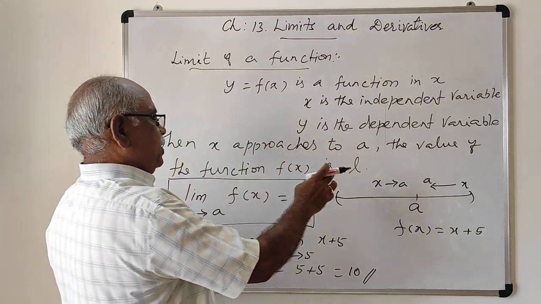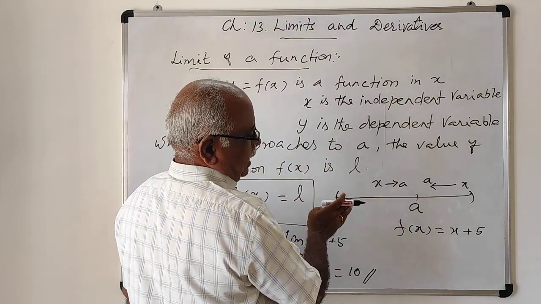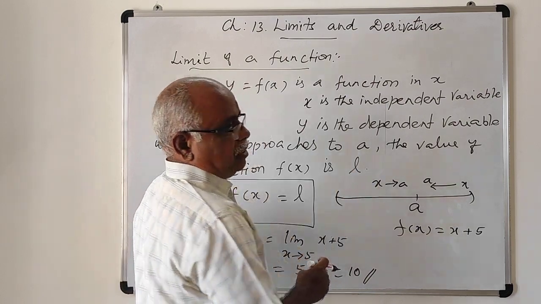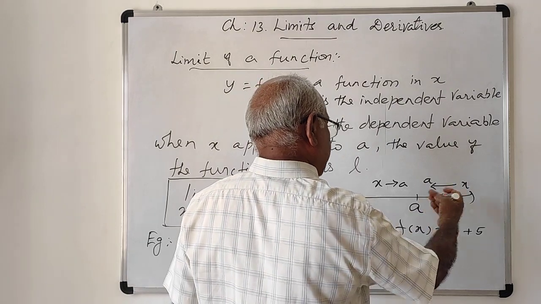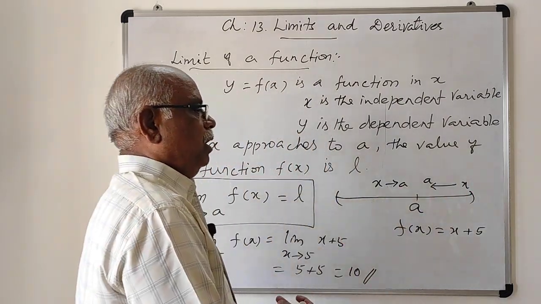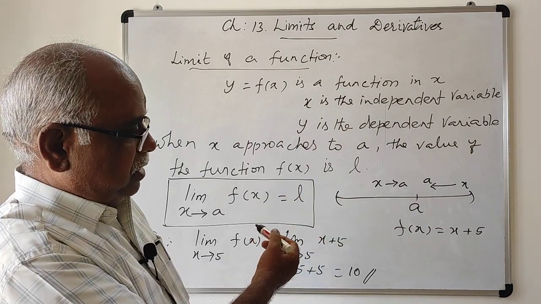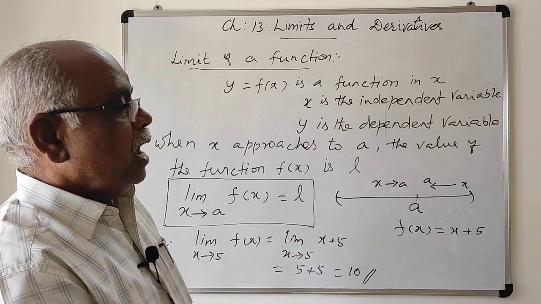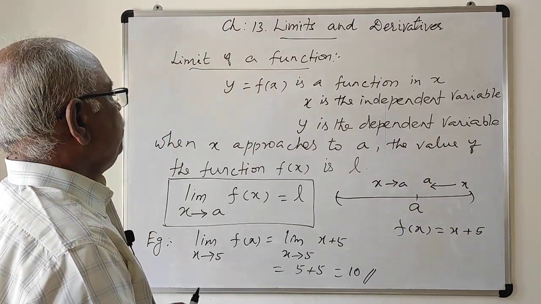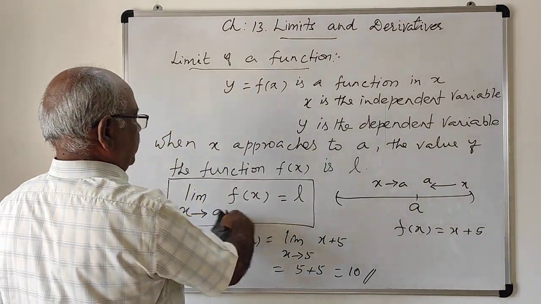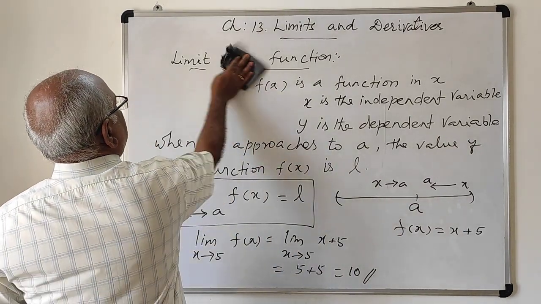If we take the limit of a function f of x as x approaches a from the left side, it is called a left hand limit. And similarly, if x tends to a from the right side of the interval, it is denoted by a right hand limit of the function. We will see that definition one by one. This is the general definition, the limit of the function. Now, two types of limits of the function we are going to see.